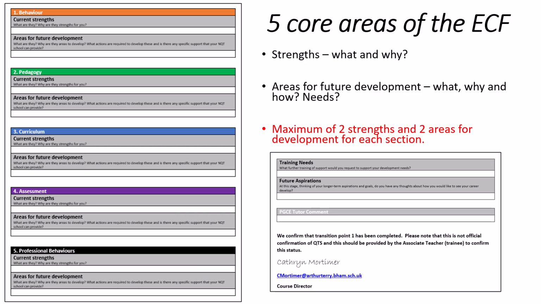The early career framework has 5 core areas, and for each of these areas we ask you to write a very short commentary or bullet point list of your strengths. What are they and why? Your areas for future development, what they are and why they are what they are, and how you feel that they need to be met. We really look for a maximum of 2 strengths and 2 areas for development for each of the 5 sections. And then at the end of the document, there's an opportunity to write down potential training needs and any future aspirations that you have.